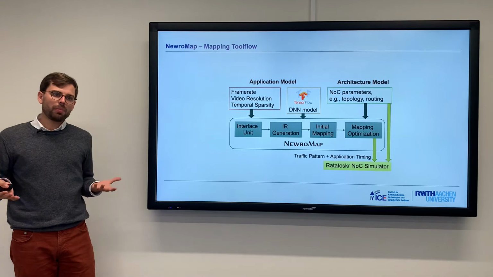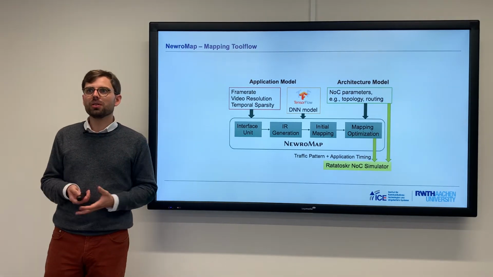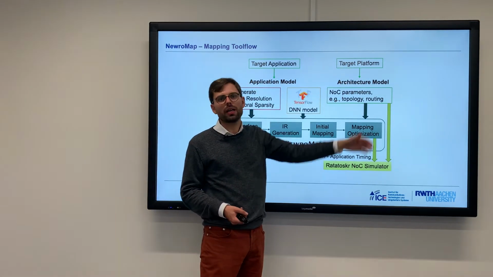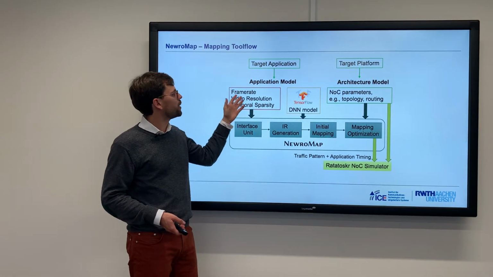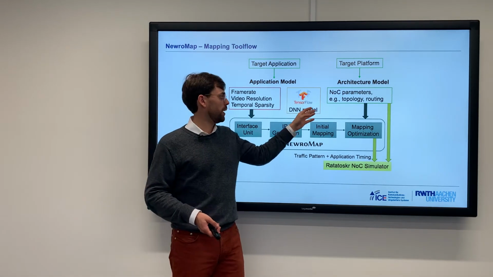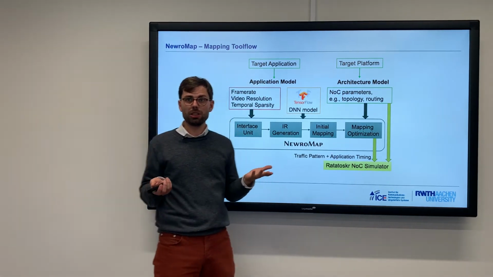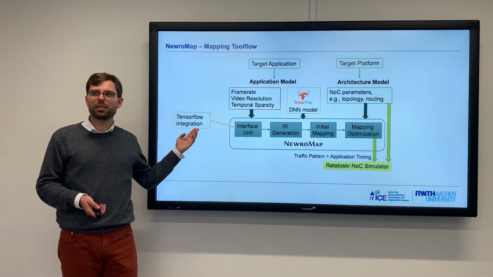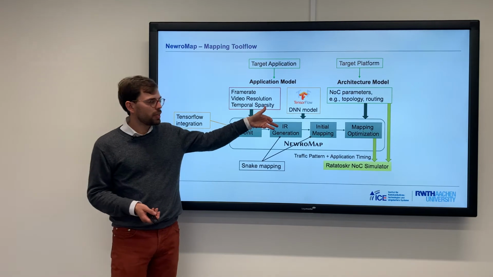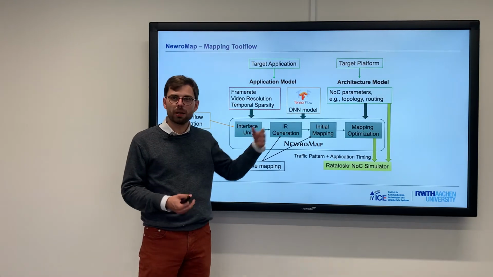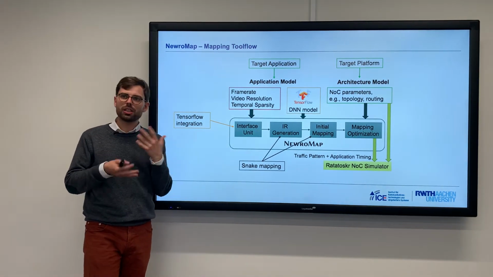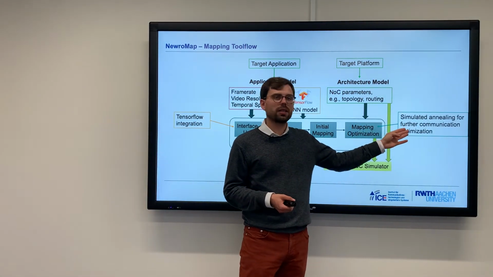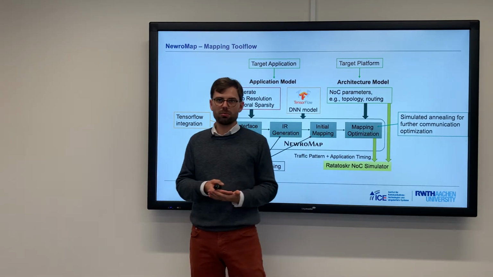And we pack this into this whole NEWROMAP tool. And what does it do for us? We have a target application and a target platform inside our tool. So you can set the frame rate, the video resolution, you can give it a TensorFlow model, and then also NOC parameters like the topology. And then inside the tool, we have an interface unit that integrates to TensorFlow. Then we do the IR generation and the initial mapping as shown on the previous slide, which is basically just our snake mapping. Then in the next step, we additionally do a simulated annealing to further optimize for the communication.